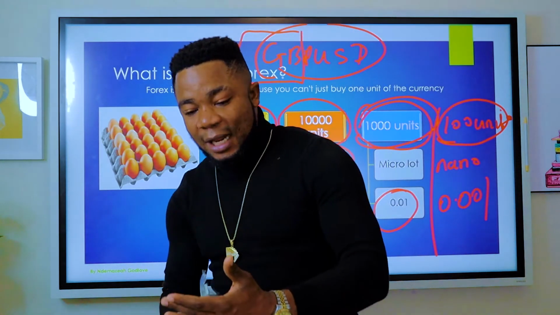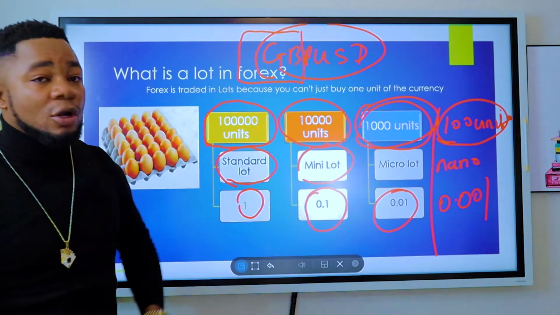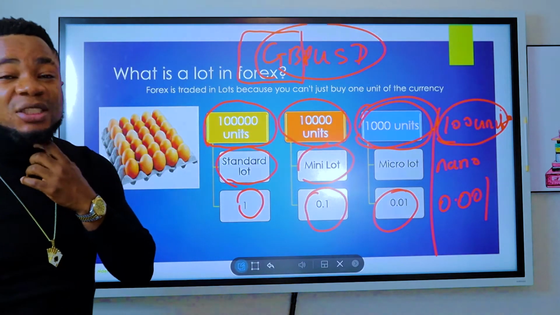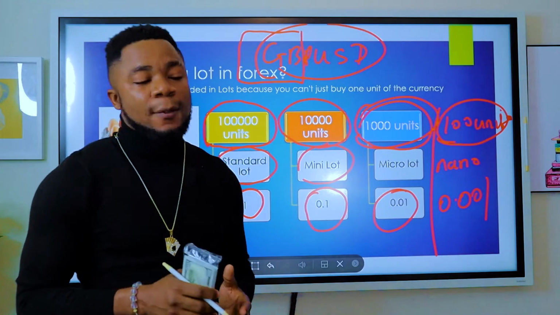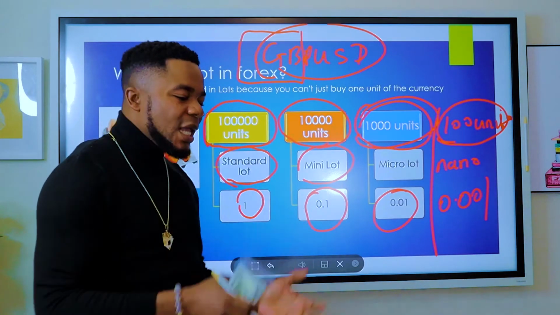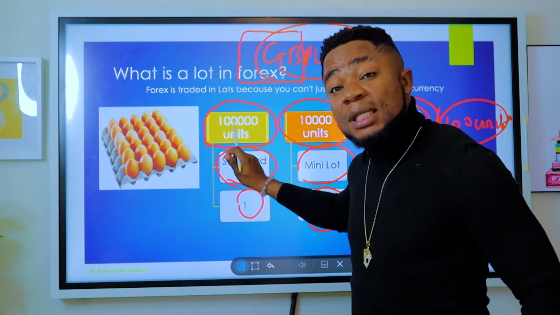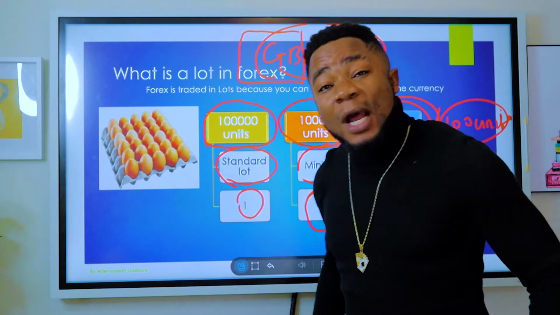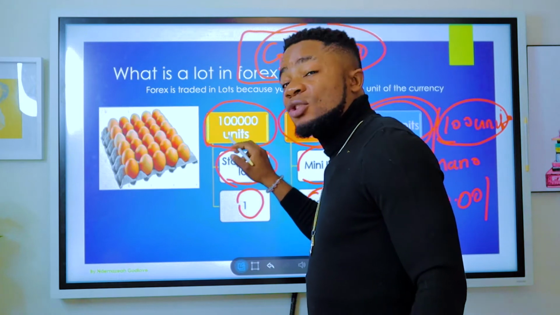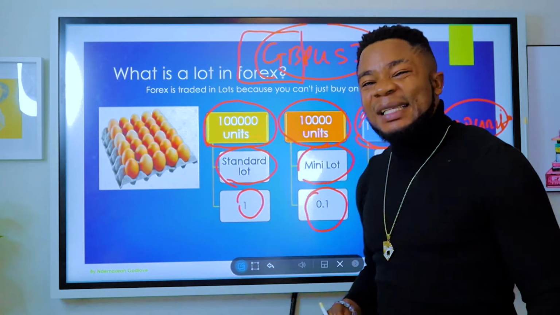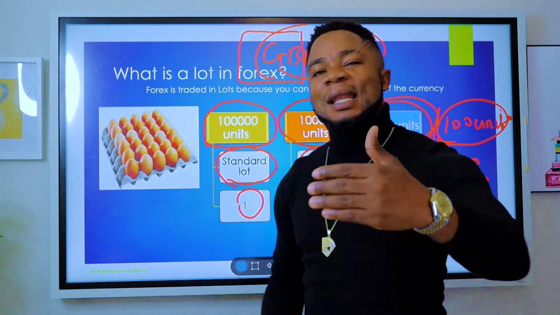It starts from nano lot sizes. You go up to what we call micro lot size. You go up to what we call mini lot size. After mini lot size, you go up to what we call standard lot size. But in Forex, what makes Forex so sweet is that even if you don't have $100,000 in your account to be able to buy 100,000 units of that base currency, you can still be able to buy 100,000 of that base currency because of what we call leverage.